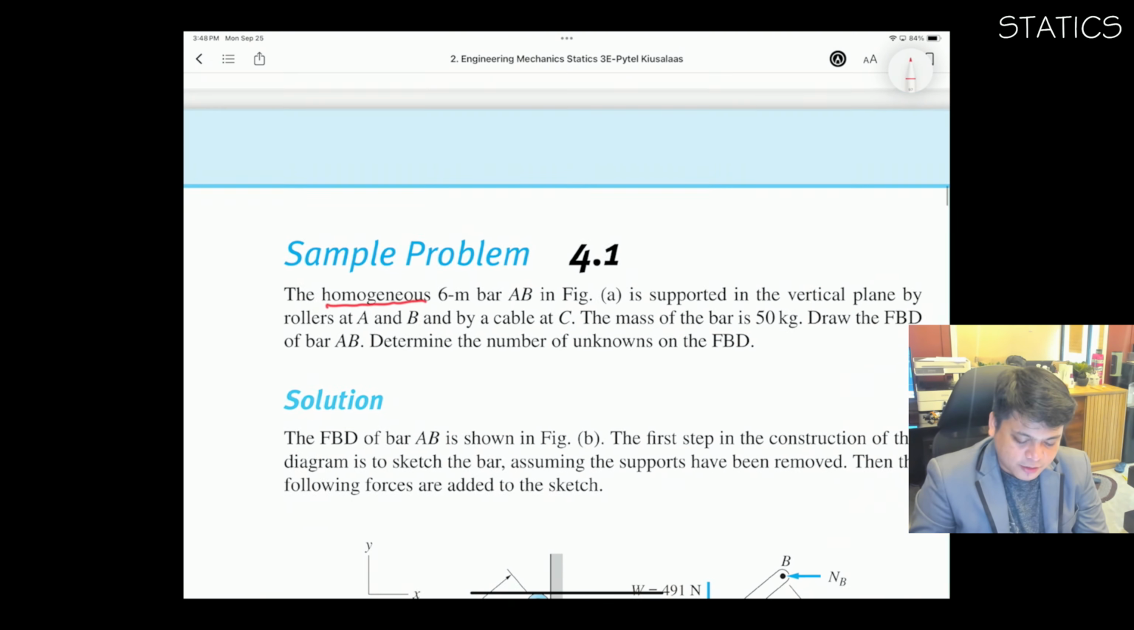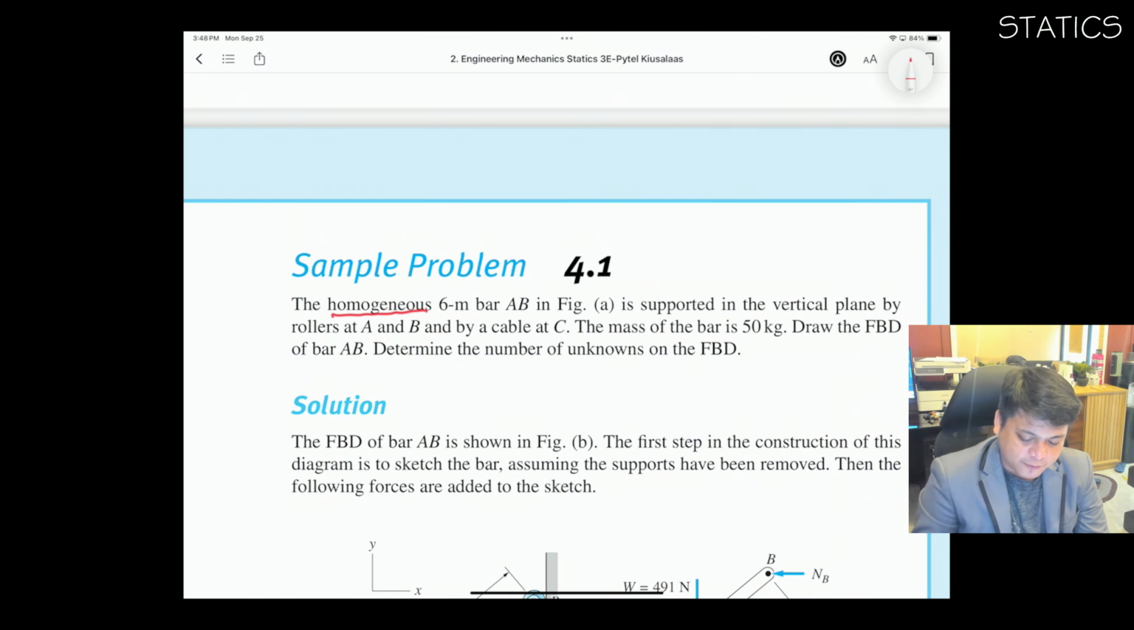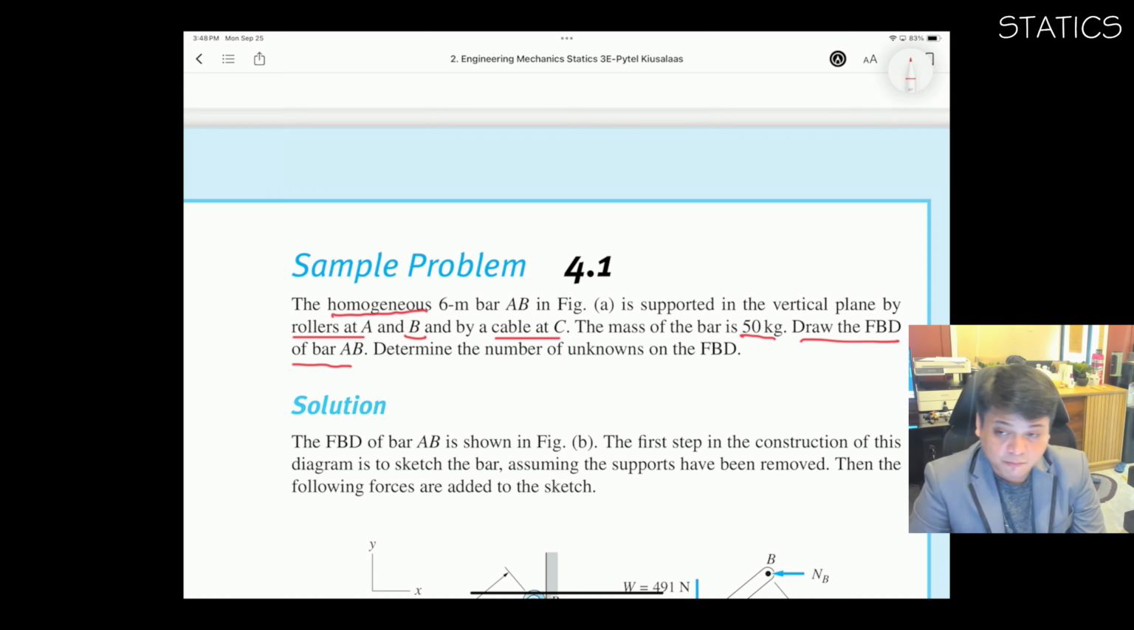Okay, so is supported in a vertical plane by rollers. Ayan, binigay, sabi daw rollers at A and B, by a cable at point C. The mass of the bar is 50 kilograms. Draw the free body diagram of bar AB and determine the number of unknowns on the FBD.